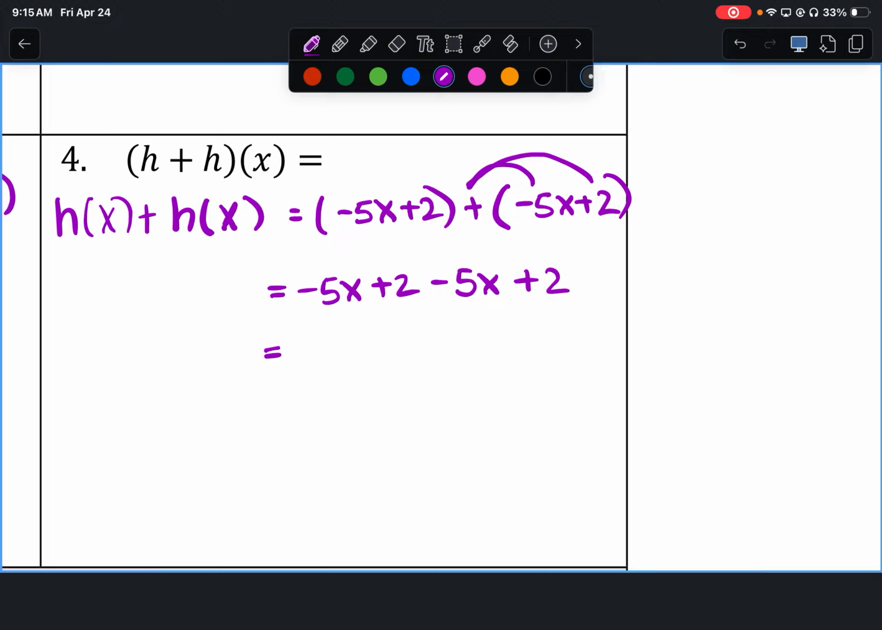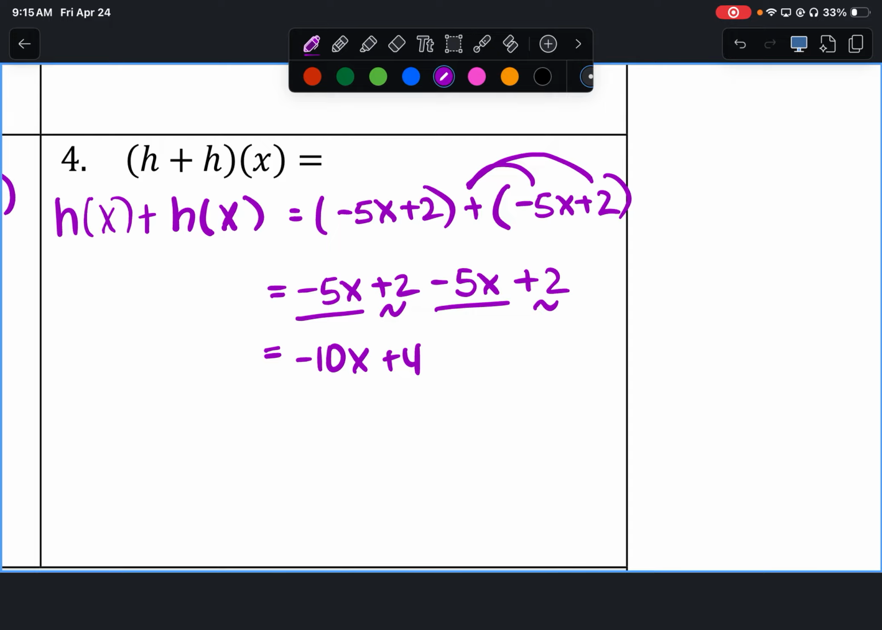So we combine our like terms, which are? What is negative 5x minus 5x? Negative 10x. 2 plus 2? So that is our answer. Okay, that is function addition.